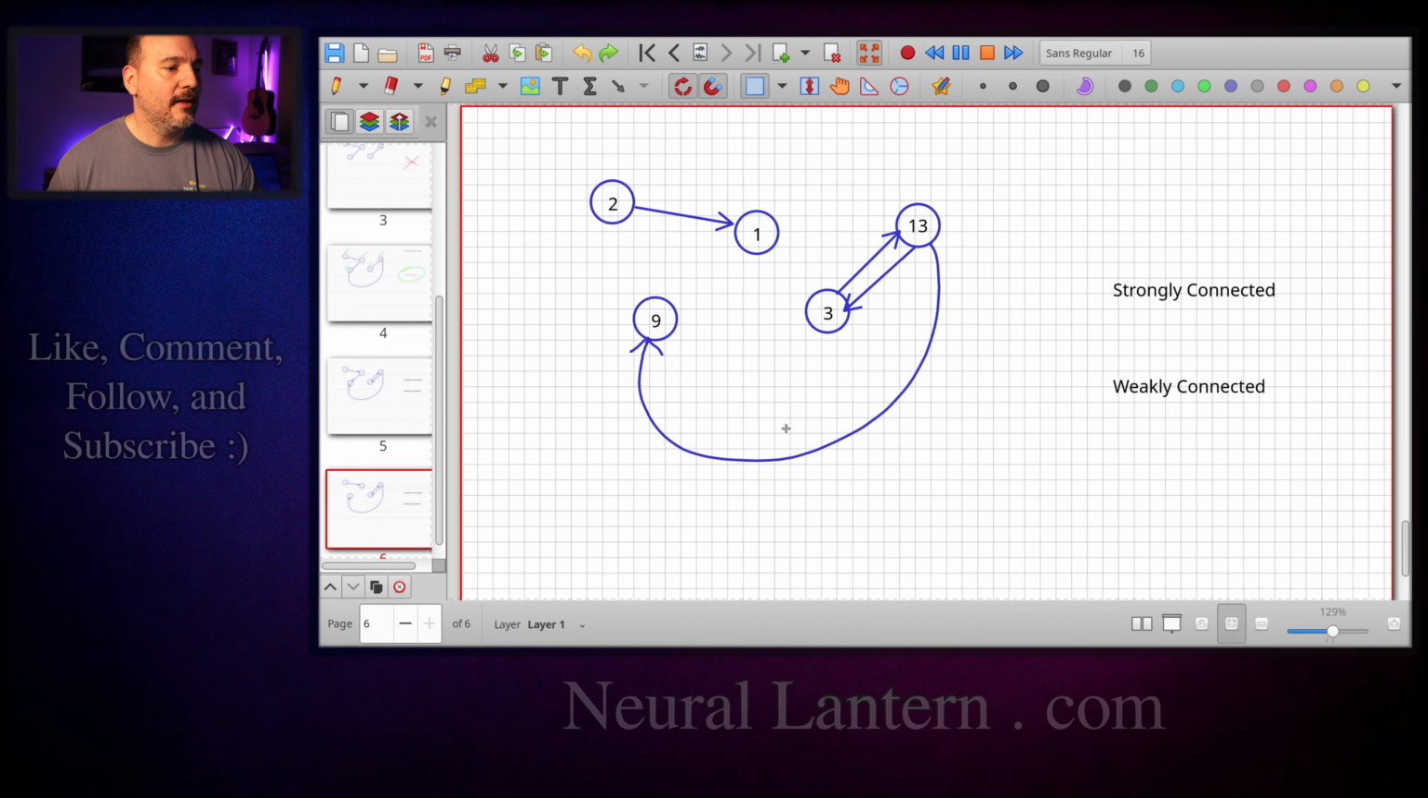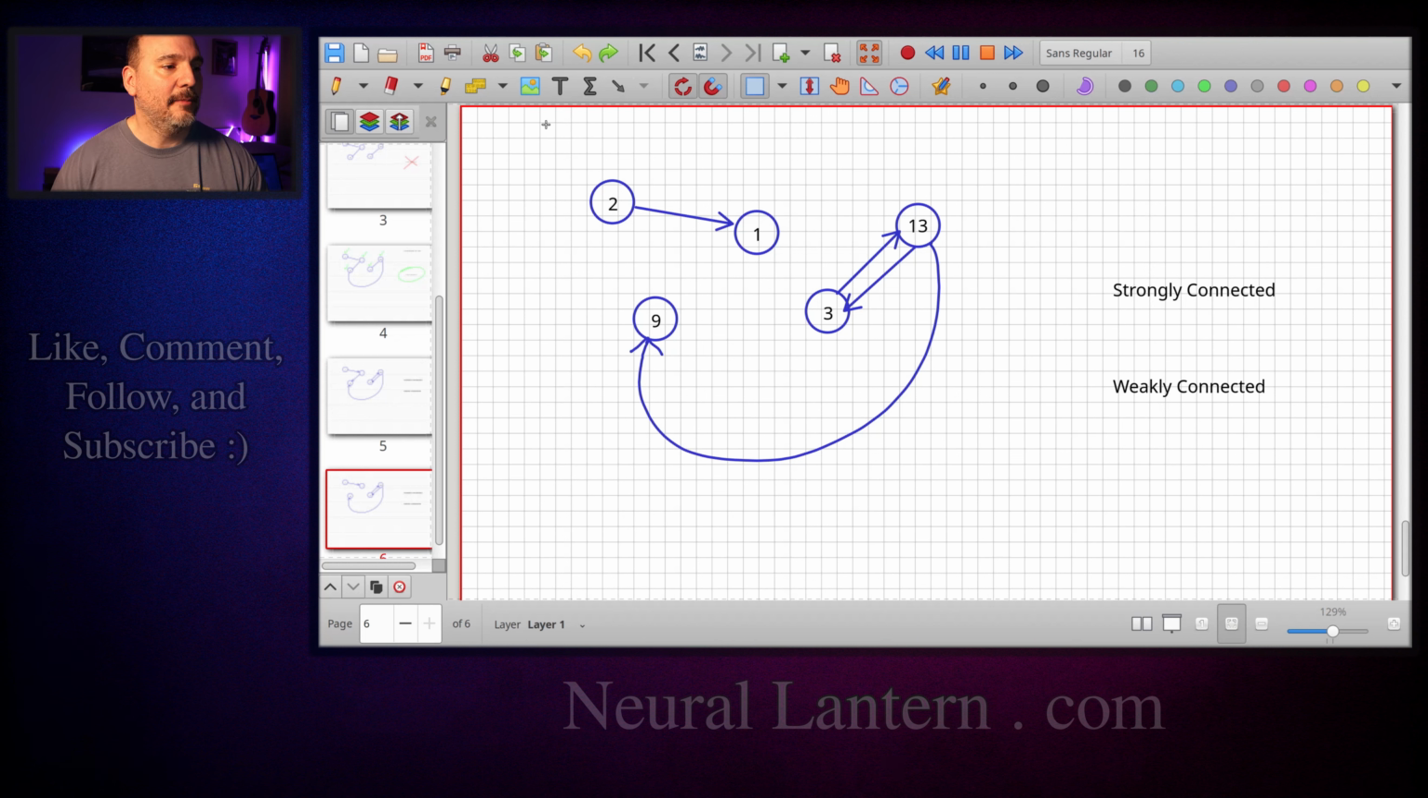So what does strongly mean? Strongly connected means, can every node reach every other node if you obey the direction of the edges? So that's clearly not true. There's no edge at all that even connects this 1 and 9, so it's definitely not strongly connected.